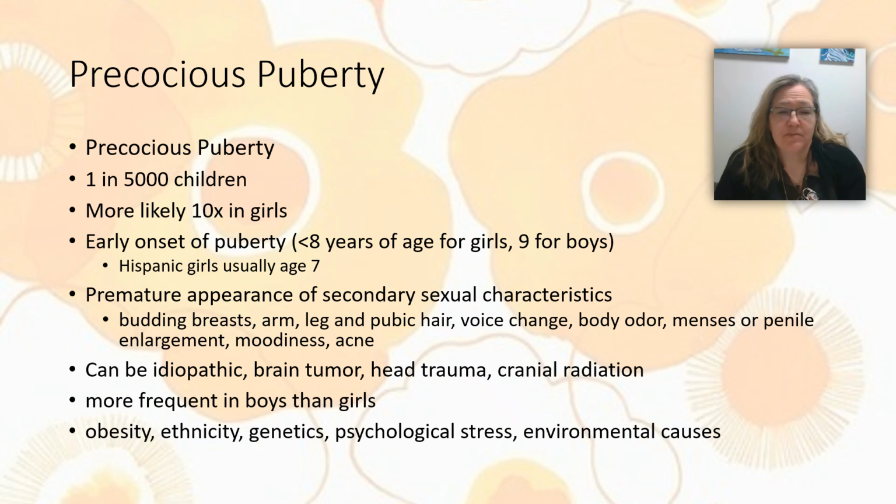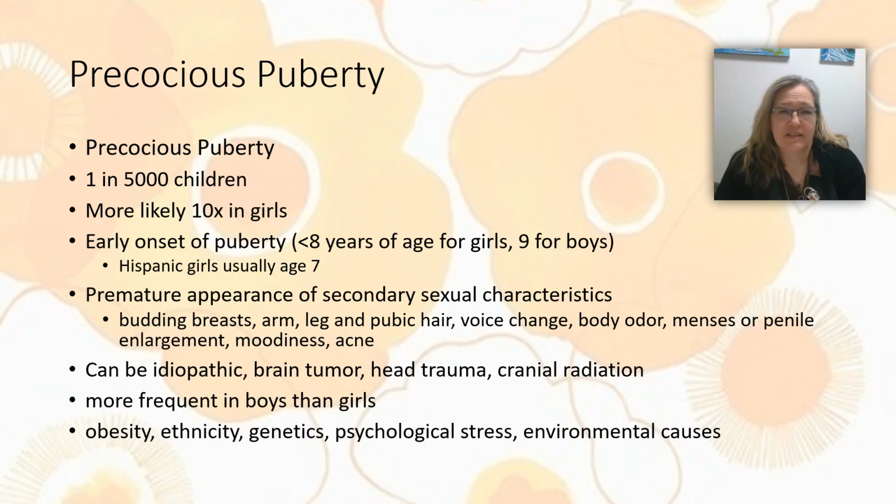So precocious puberty affects about 1 in 5,000 children, and it's 10 times more likely in girls than boys. This is defined as the onset of puberty in children less than 8 for girls and 9 for boys. For Hispanic girls, the age is less than 7 because they're genetically predisposed to going into puberty sooner.